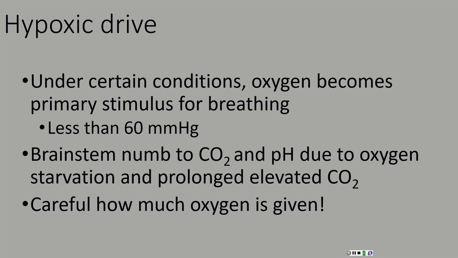This is when oxygen drops below 60 mmHg in arterial blood. What should oxygen levels be in arterial blood? Should be about 100, about 95 to 100. Well, this is almost half of what it should be. So let's look to see why this can be an issue and what you should not do when this happens.